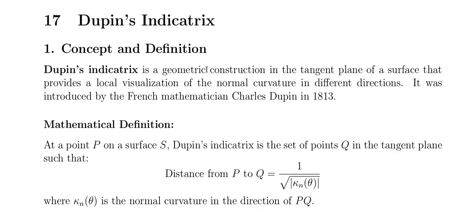This is the Dupin's indicatrix. That is a geometric construction in the tangent plane of the surface that provides a local visualization of the normal curvature in different directions. The mathematical definition of the Dupin's indicatrix is the set of points Q in the tangent plane defined as 1 by root of mod of kn of theta. What is the kn of theta? That is the normal curvature in the direction of PQ. That is a very important one.